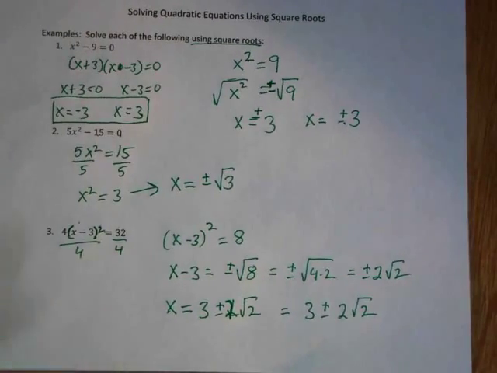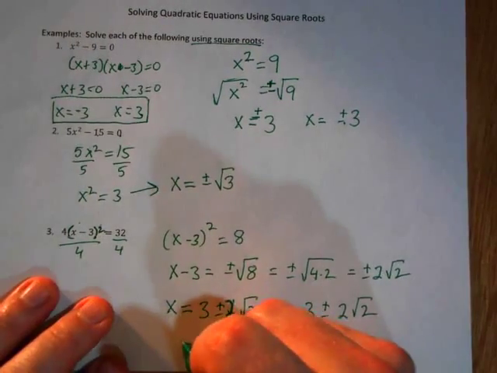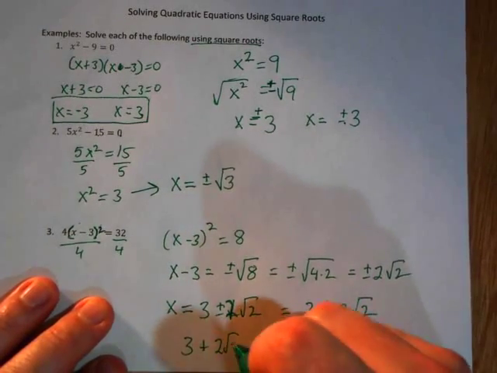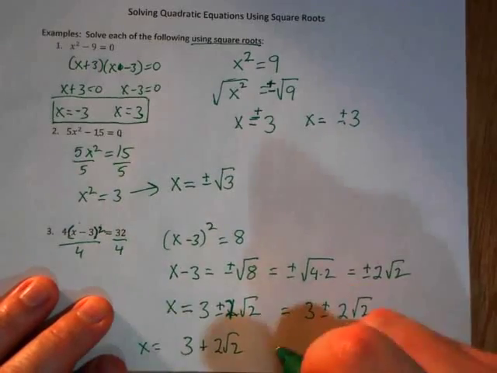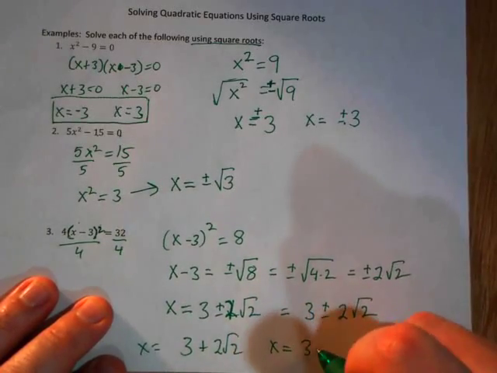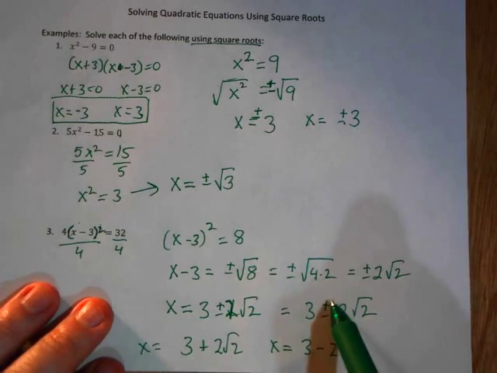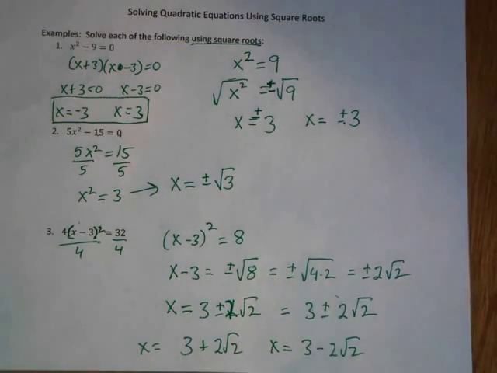Now, when you go to enter your answer into the computer system, you're probably going to have to type one answer as x equals 3 plus 2 square roots of 2, and then you'll have to type another answer as x equals 3 minus 2 square roots of 2. Most computer systems that I've seen don't allow for this plus and minus symbol. So be ready to have to type in two answers like so. Means the same thing.